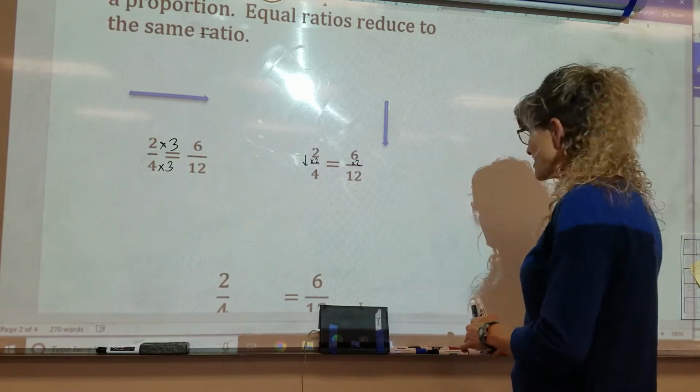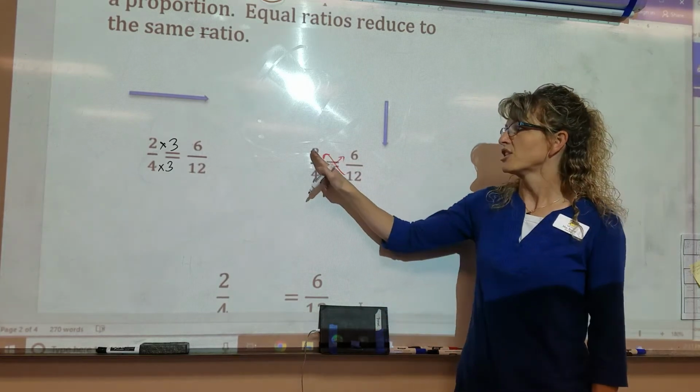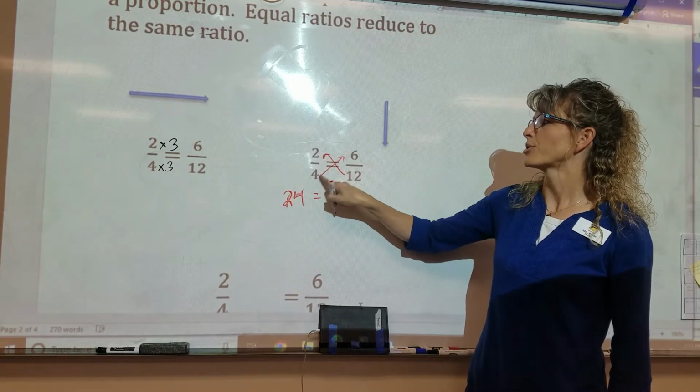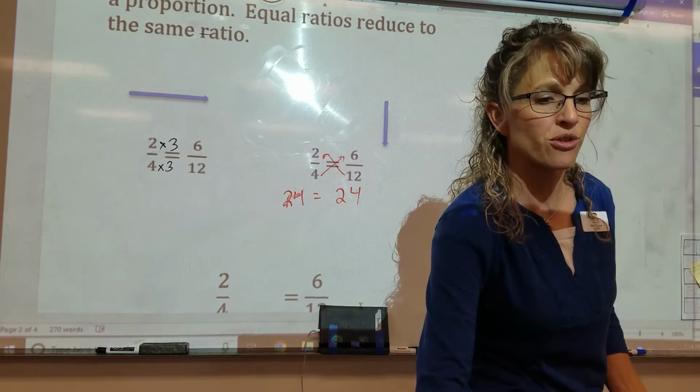You can also check it diagonally. So you can cross multiply. 2 times 12 would give us 24. And 4 times 6 gives us 24. And they should be equal if it's proportional. So there's a third way to check.